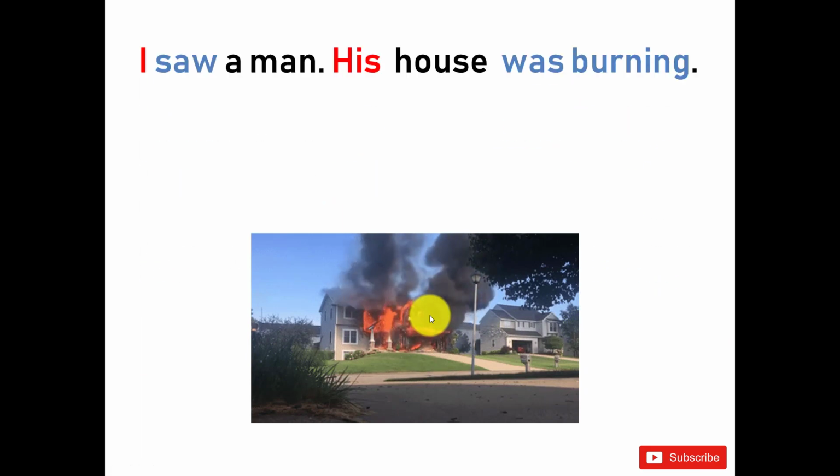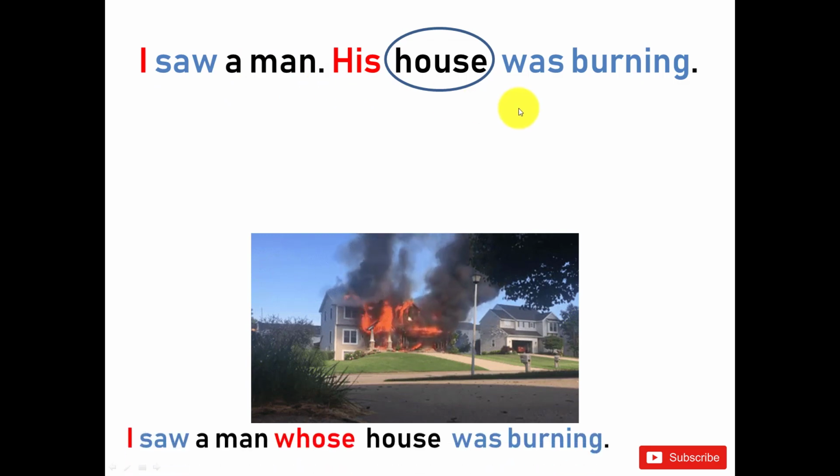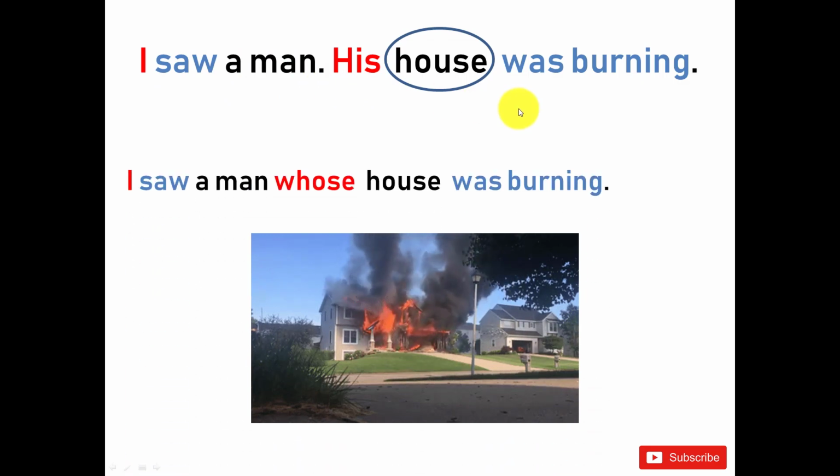Next, I saw a man, his house was burning. What are we talking about here? Great, we're talking about the house. What house? It's the house of the man. So to join the two sentences here, we can say, I saw a man whose house was burning. "Whose" here is the possessive. It's the house of the man. It's something that belongs to the man. That's why we used "whose". Clear? So we need to drop the full stop and "his" to get, I saw a man whose house was burning.